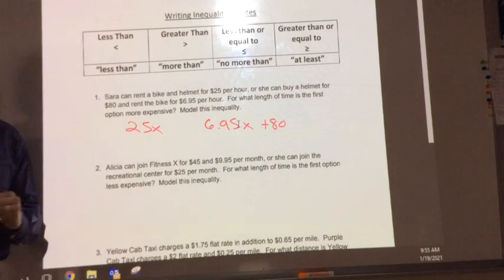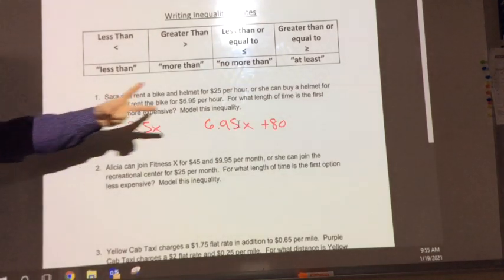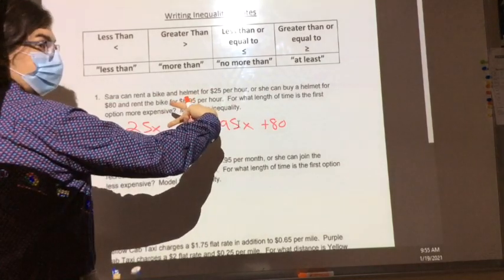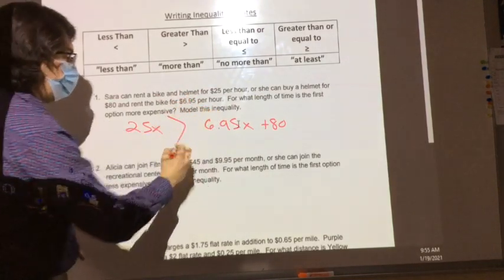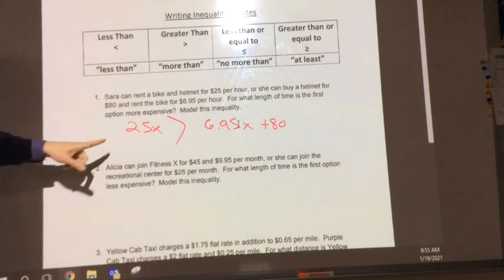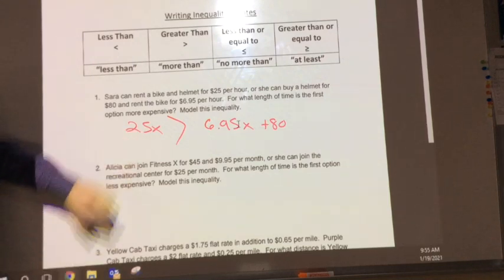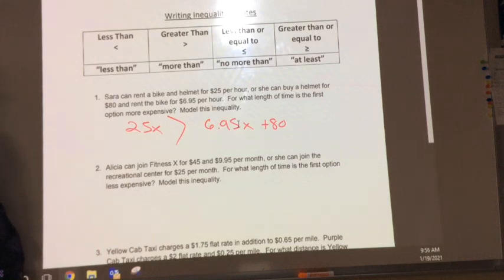So which way do I want my inequality to go? Do I want it to go this way? Do I want it to go this way? How do I know that this means that the first side is more expensive? How do I know based off my inequality? Go in that direction. Give me a little more than that. That's kind of a weak answer. How do I know?